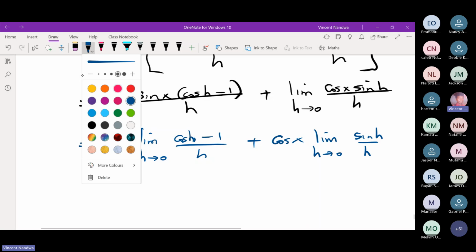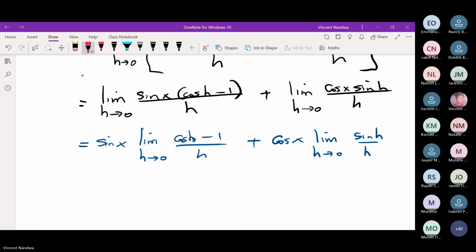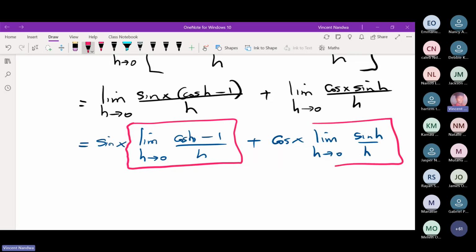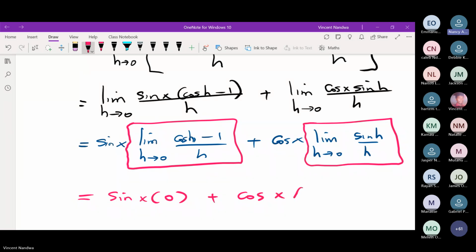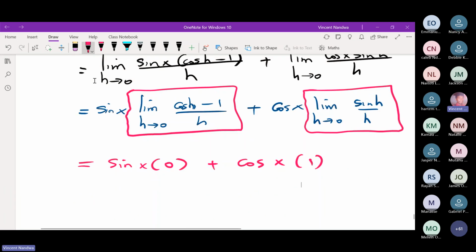Then I want you to go to your toolbox and tell me what is the value of this limit and what is the value of this limit. The first one is 0. Yeah, this will be 0. The second one? 1. Correct. So 0 times sin x is just 0. So this just reduces to 1 times cos x, which is just cos x. So let's just have this as cos x.